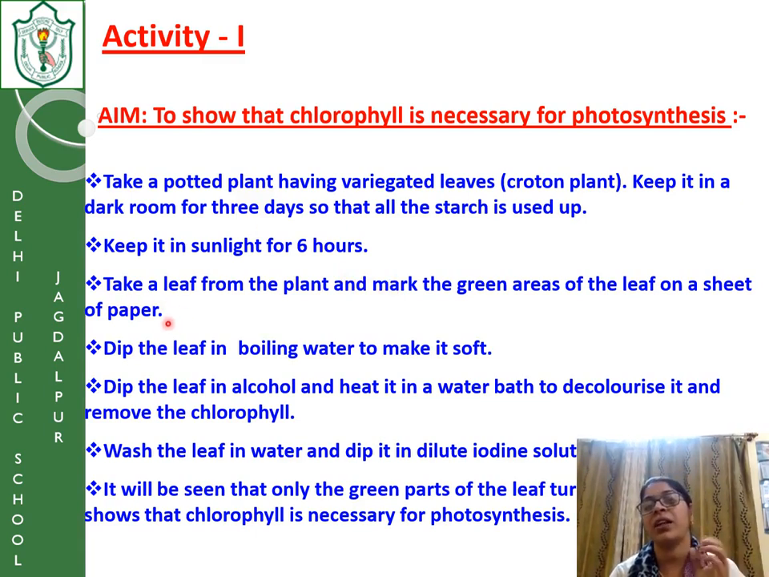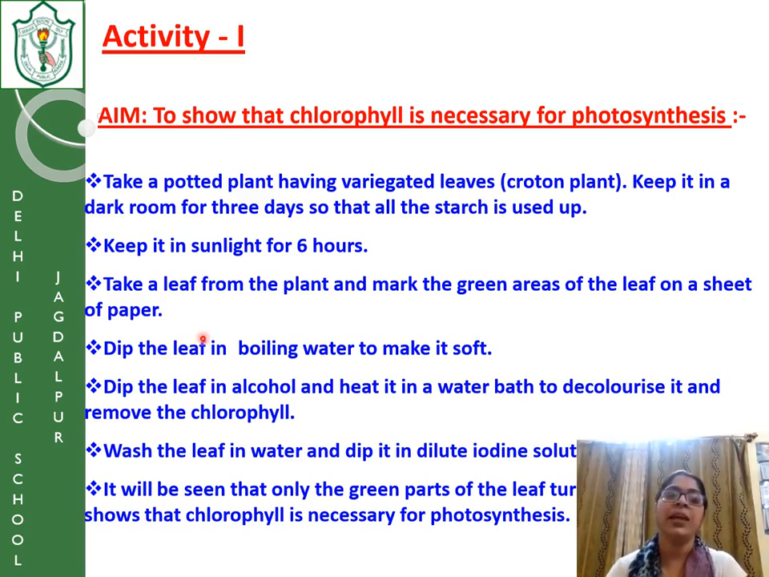After keeping it in the sunlight, pluck one leaf from the plant and keep it on a paper. On the paper, whichever portion was green, just mark the outline of the leaf. So that green-colored portion we will mark.